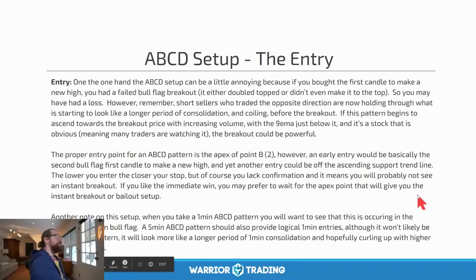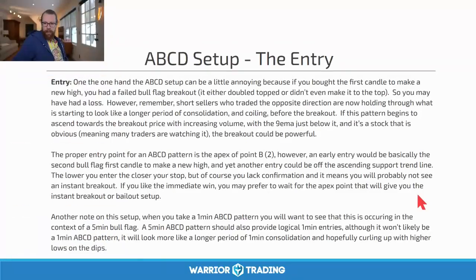Okay, so let me read for you this slide on the entry, and I'll move my video up to here. So on the one hand, and I'll just make a note to fix that typo. So let's see, what slide are we on? 683.1. So on the one hand, the ABCD setup can be a little annoying because if you bought the first candle to make a new high, you had a failed bull flag breakout. It either double topped or it didn't even make it to the top. And you may have had a loss.